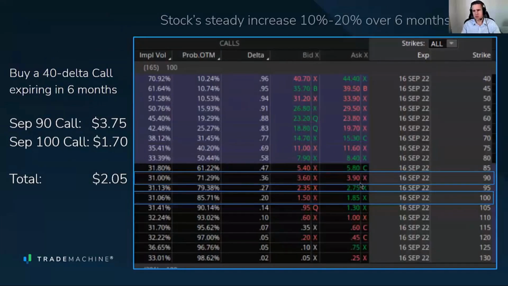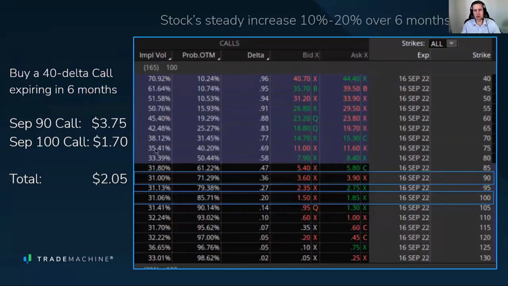So here's our options montage. There's the 90 strike. There's the 100 strike. We can see that the midpoint for this 90 strike call is around 375, stayed the same. And for the 100 strike, it's looking around 170-ish. So we'll call it 170.